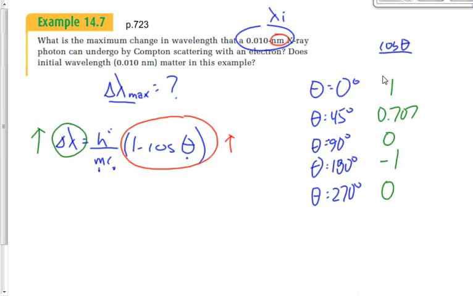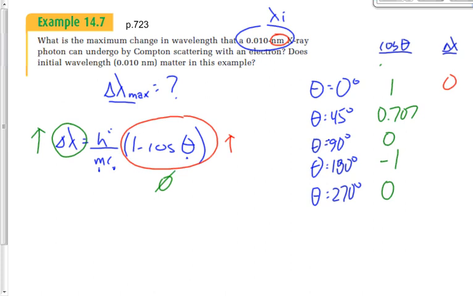What's 1 minus 1? 1 minus cosine 0, 1 minus 1 is 0. If inside that bracket is 0, then h over mc, whatever that is, times 0 is 0. Delta lambda there would give me a value of 0, right? Well, that's not the biggest change in wavelength. That's the smallest change in wavelength. You ever get a question that asks, what's the smallest change in wavelength that you can get? It's 0, and it occurs when there's a scattering angle of 0 degrees.